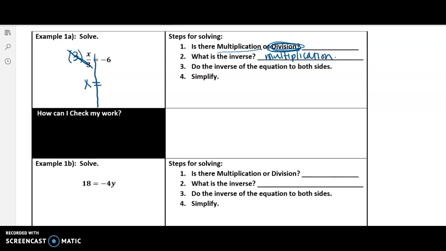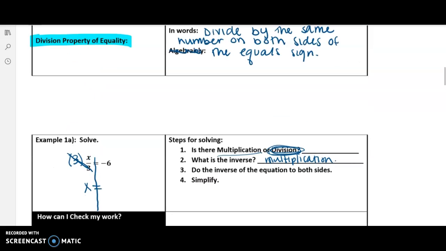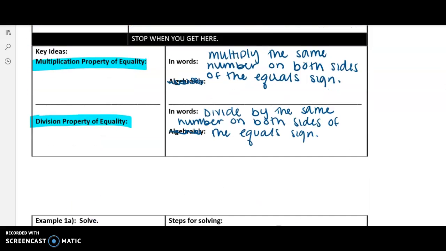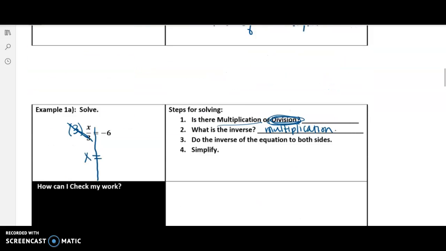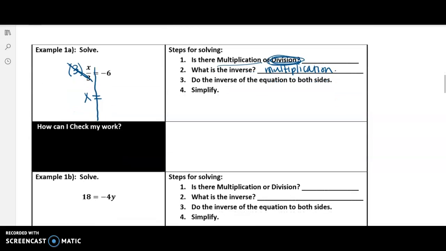But based on what we just learned, whatever we multiply by on one side, we have to multiply by on the other side. So we multiplied by 3, so we are also going to multiply by 3 on the right side of the equation. And so we have -6 times 3, and negative times a positive gives us a negative, and 6 times 3 is 18. So we found out that x in this equation is equal to -18.